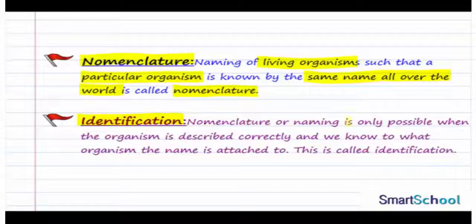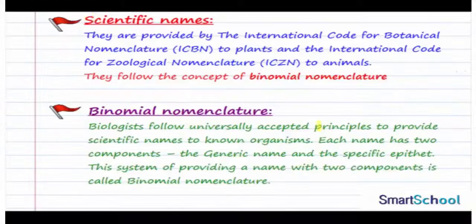Nomenclature or naming is only possible when the organism is described correctly and we know to what organism the name is attached. So this is called identification. As the name suggests, it is basically identifying the organism before naming it or giving it a nomenclature. So the correct description of the organism and knowing what name is attached to which organism is known as identification.